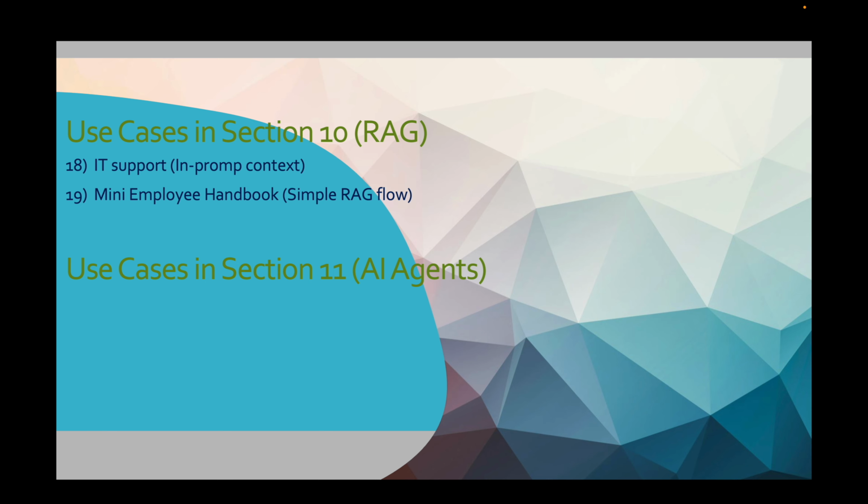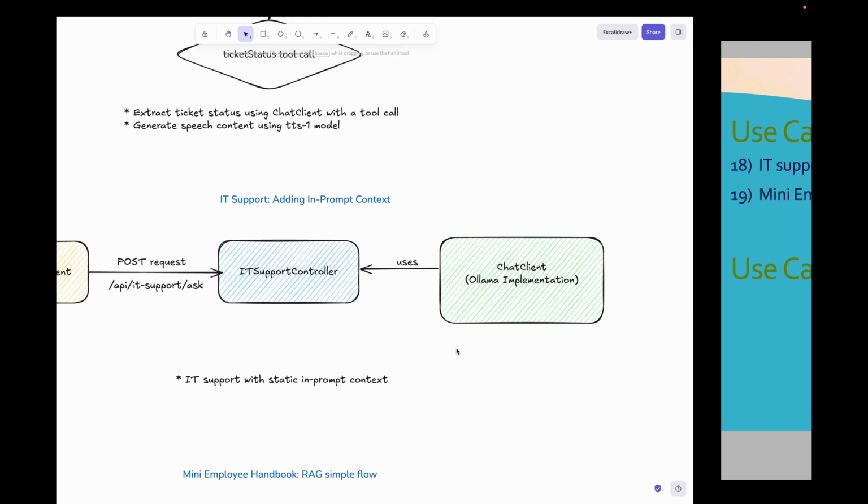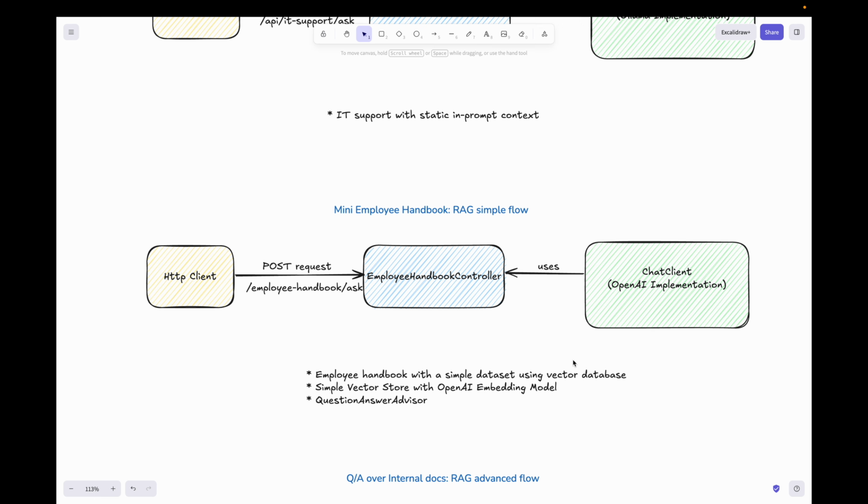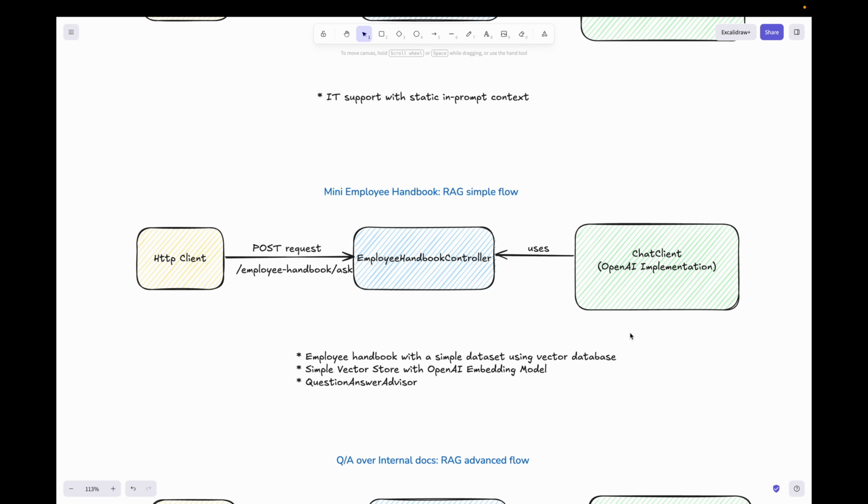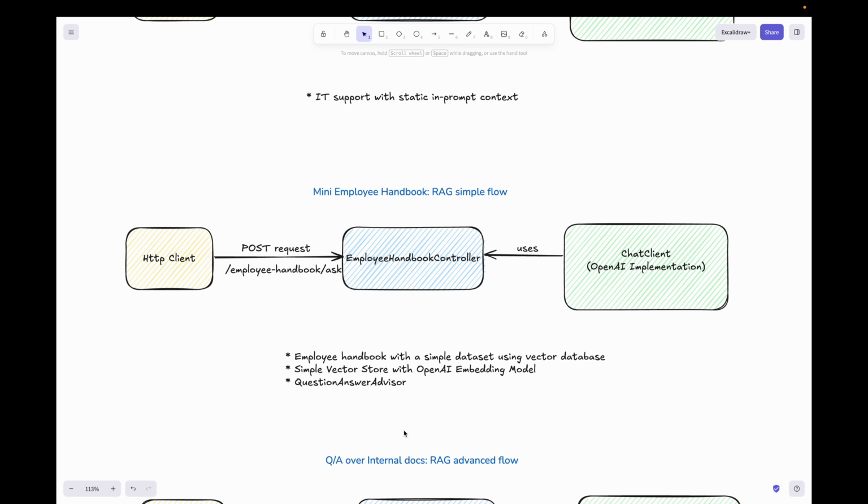Then I will continue with a mini employee handbook use case to implement a simple RAG flow. In this one, I will use the OpenAI implementation of Spring AI and create an employee handbook endpoint with a simple dataset using a vector database, and use a simple vector store with the OpenAI embedding model and with the Spring AI question answer advisor.